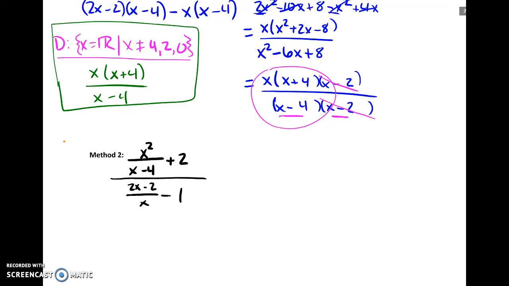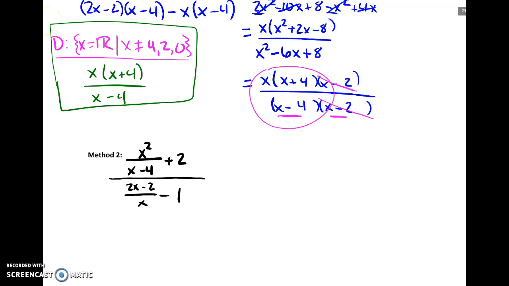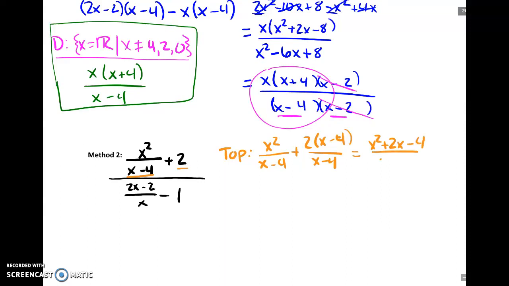So I'm going to start with the top and get a common denominator. My denominator on the top is x minus 4, so the common denominator is going to be x minus 4. So I'm going to go over here and write top. And I have x squared over x minus 4 plus 2 times x minus 4 over x minus 4. Okay, so my common denominator is x minus 4. I multiplied the top and the bottom of the 2 by x minus 4. And that gets me x squared plus 2x minus 4 over x minus 4, which I can factor.